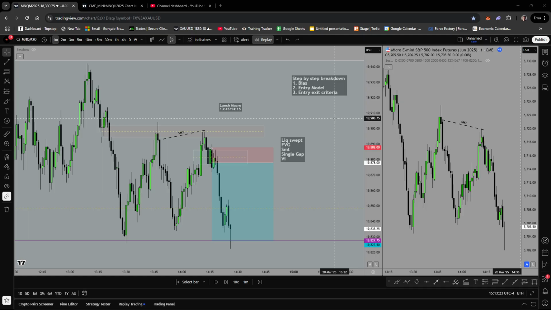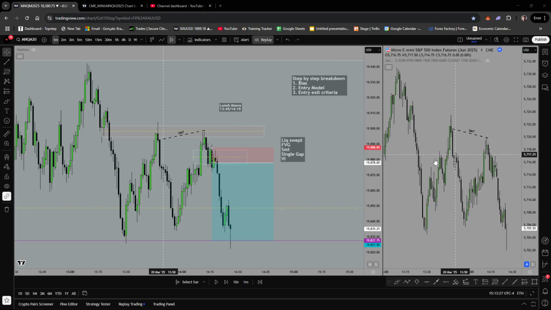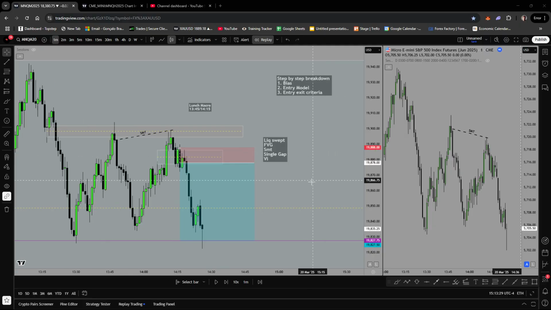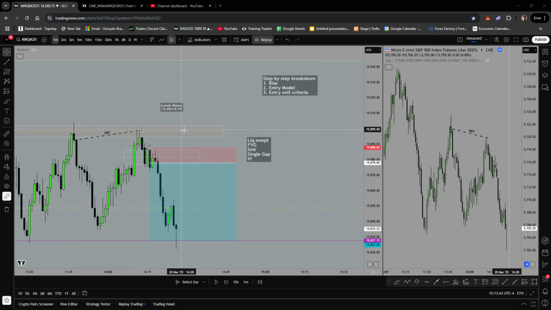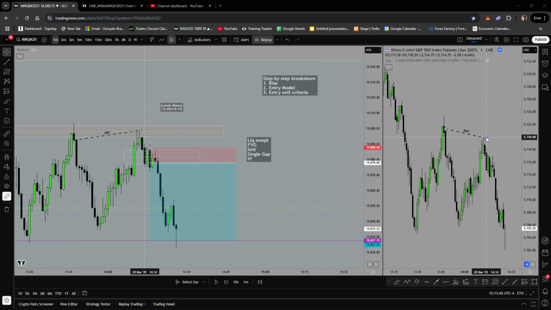Now, on the left-hand side, we have NQ. On the right-hand side, we have ES. First things first, we want to make sure they're correlated. And if they're not correlated, we want to find SMT in line with our directional bias. Now, what is SMT? Very simply put, it's when, at least in a bearish sense, NQ makes a higher high and ES makes a lower high.